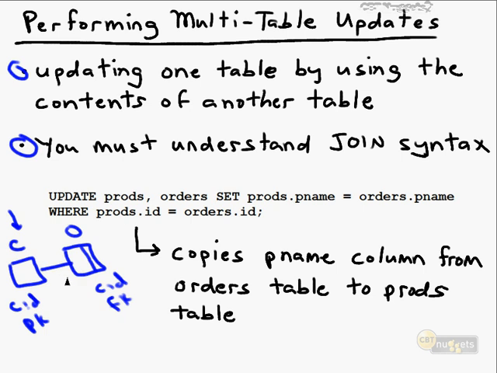Assuming you have that, you can then perform these multi-table updates. And here's how it works. In this sample code, we're updating two tables, products and orders, similar to my customers and orders example. And we're saying set prods.pname to orders.pname. Equal here is used as what's called an assignment operator. It's a programming term. So we're not saying that they're equal as such.